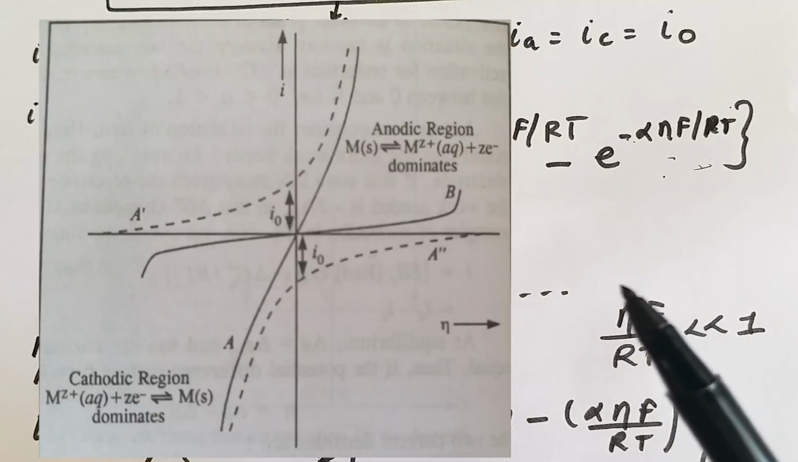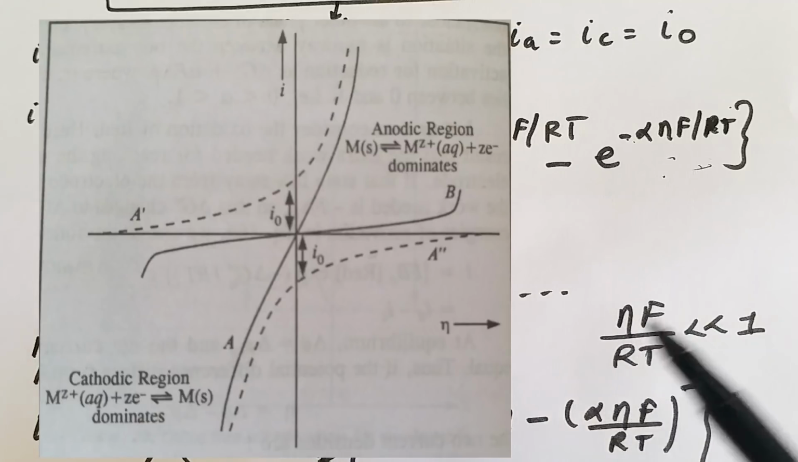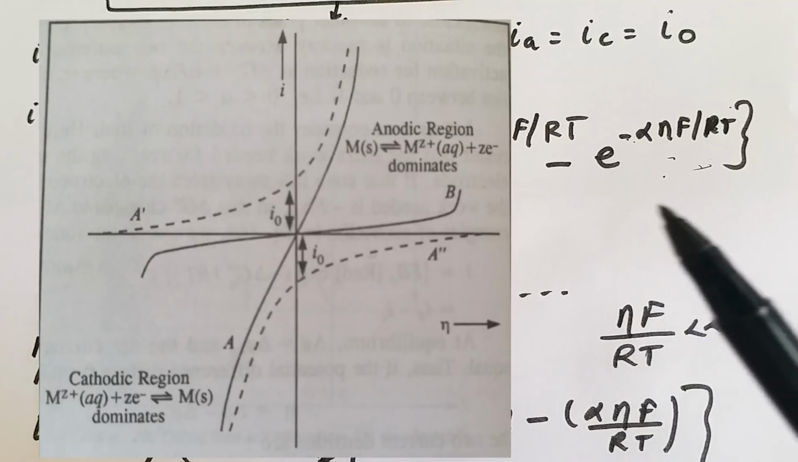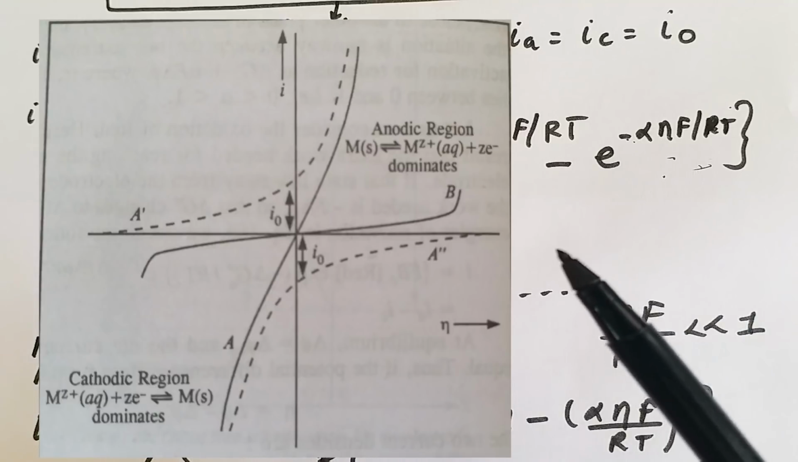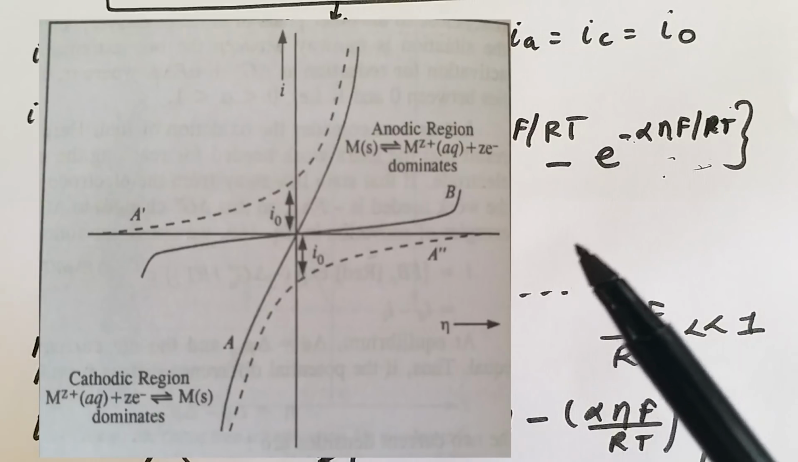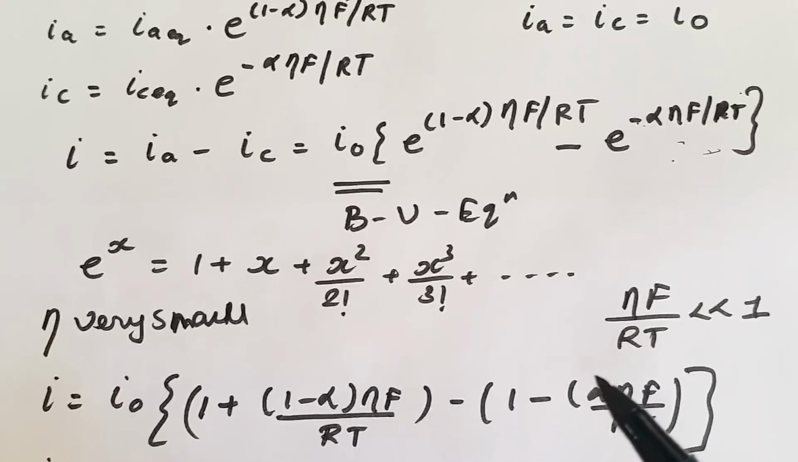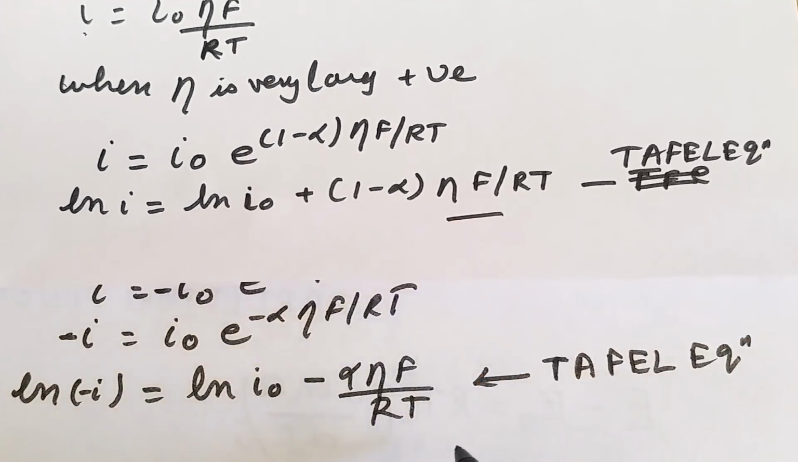So in case of polarizable electrodes, the overpotential will be very high, whereas in case of the non-polarizable electrodes, the exchange current density will be very high. Okay, so these are the results that are obtained from the Butler-Volmer equation. Hope the Butler-Volmer equation as well as both the Tafel equations are clear.